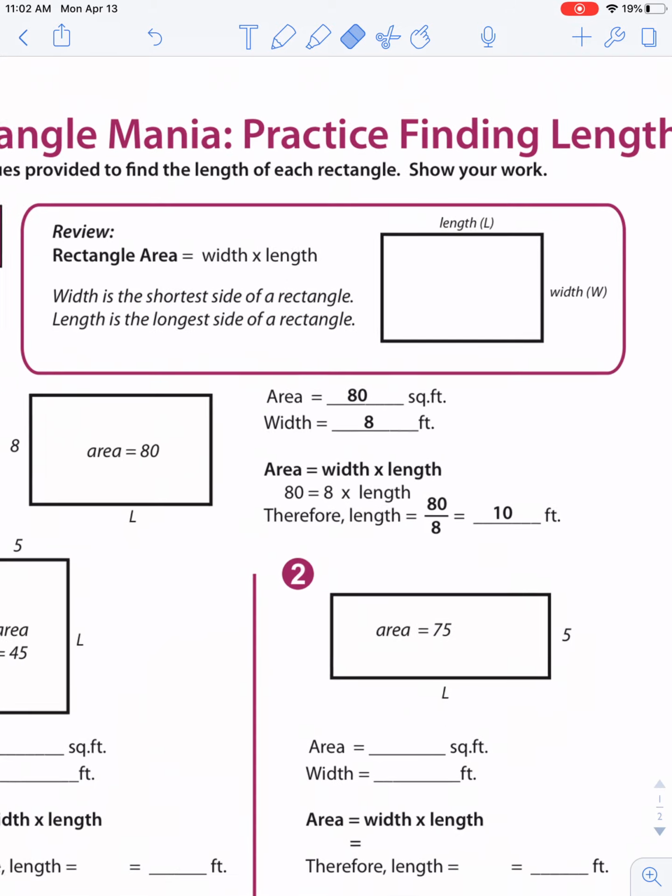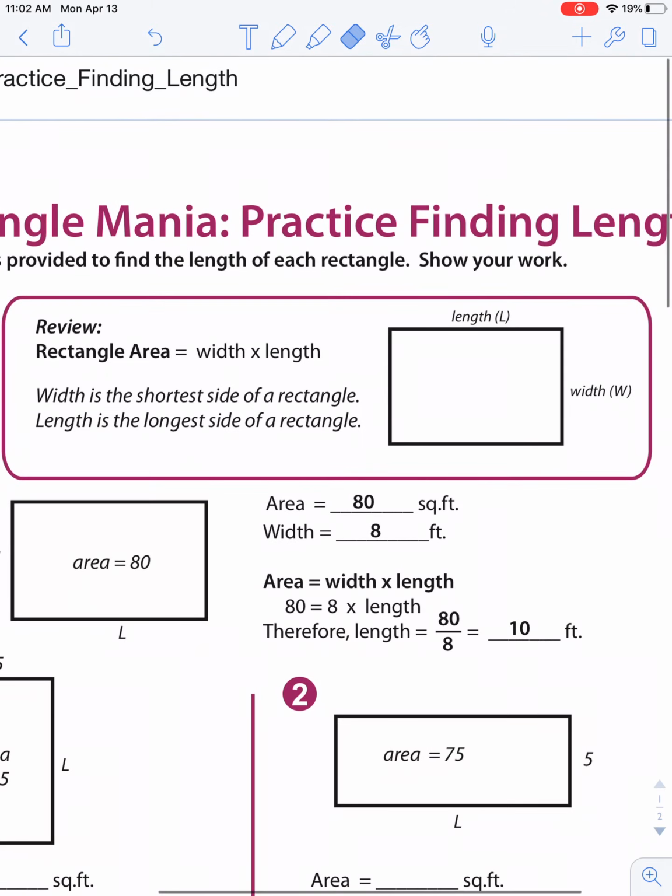So remember, before we get to the example, I just want to remind you that the formula for finding area is multiplying the width times the length. That's going to give you the amount of space that rectangle takes up. And remember, I'm going to use my highlighter here. The width is the shortest side of the rectangle. The length is the longest side of the rectangle.